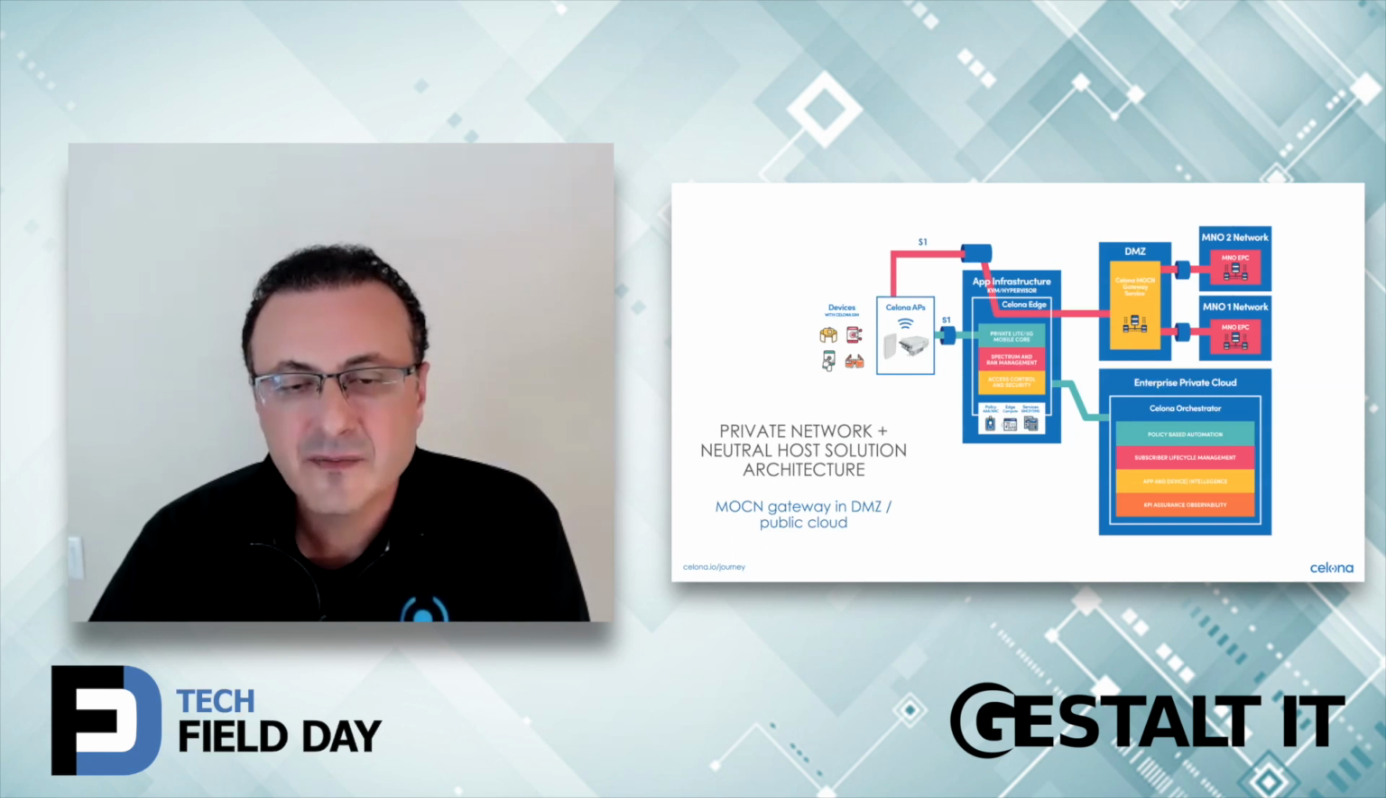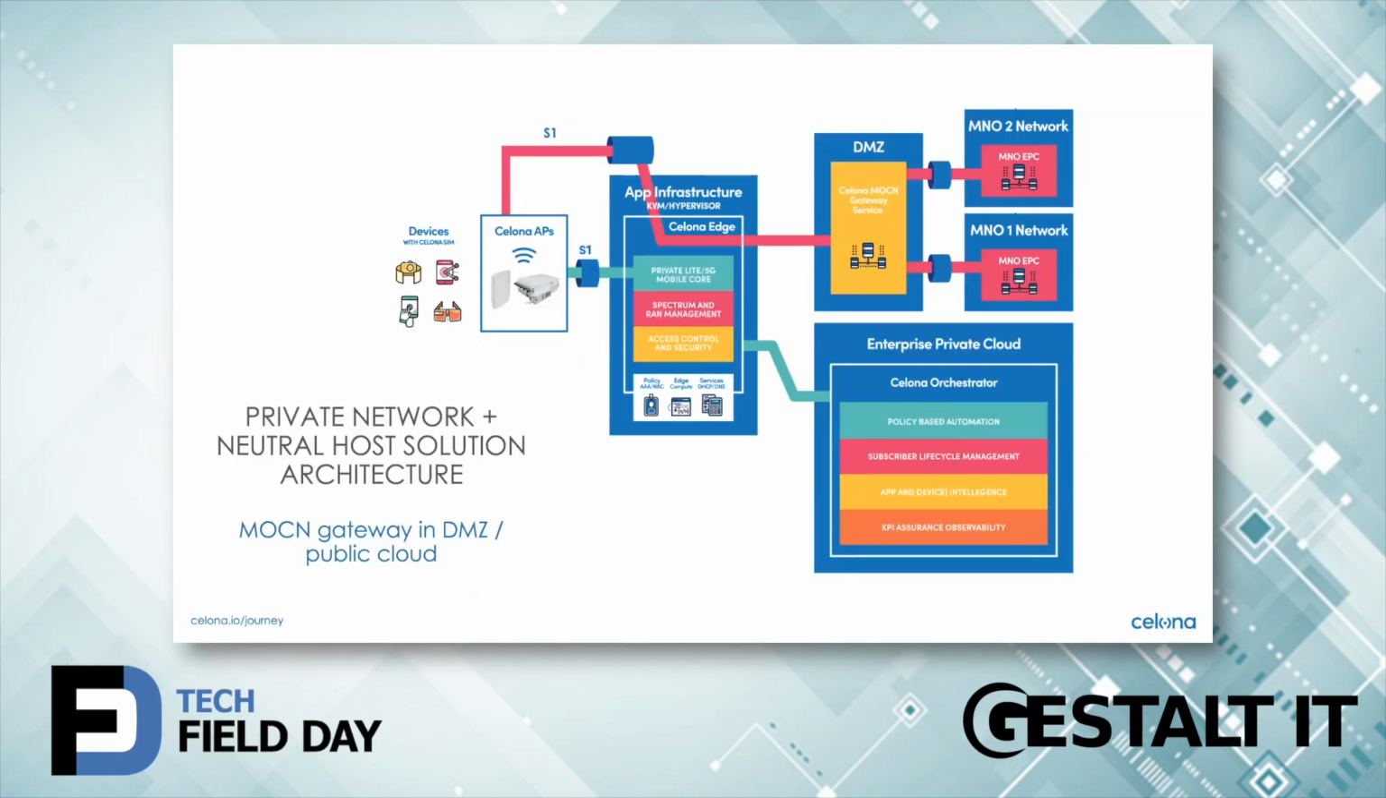So here, you're basically seeing the architecture from the end device to the end service that is provided by the operators and the private network, right? And what really happens here is on each AP, you essentially have different IPsec tunnels going. So the first one you see here as green is the so-called S1 connection from the AP to the Celona edge. And this connectivity carries all the traffic associated with the private network.